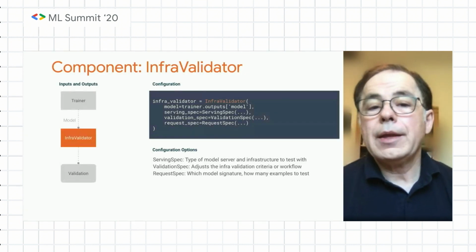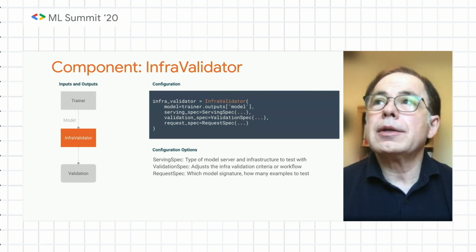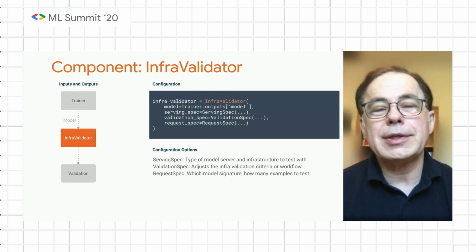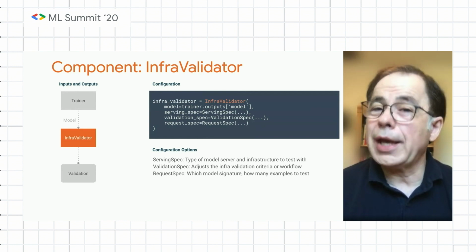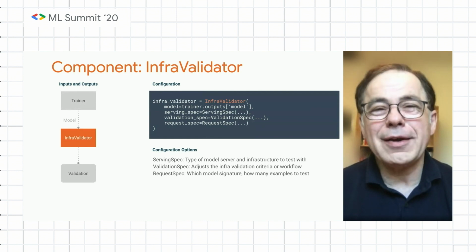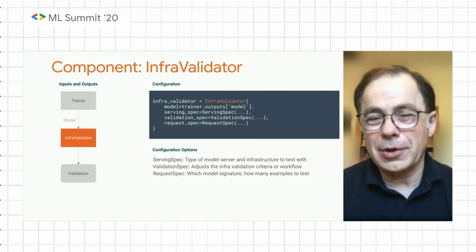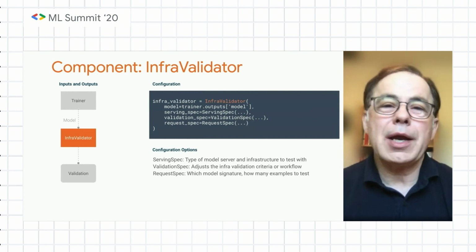Then we have infravalidator. And infravalidator does a very simple but important task. It makes sure that when you deploy your model, you can actually run it. So can you run it on the hardware that you have when you're going to be running inference? Will it deploy? Will it load? And you can try running a few examples against it just to make sure as well.